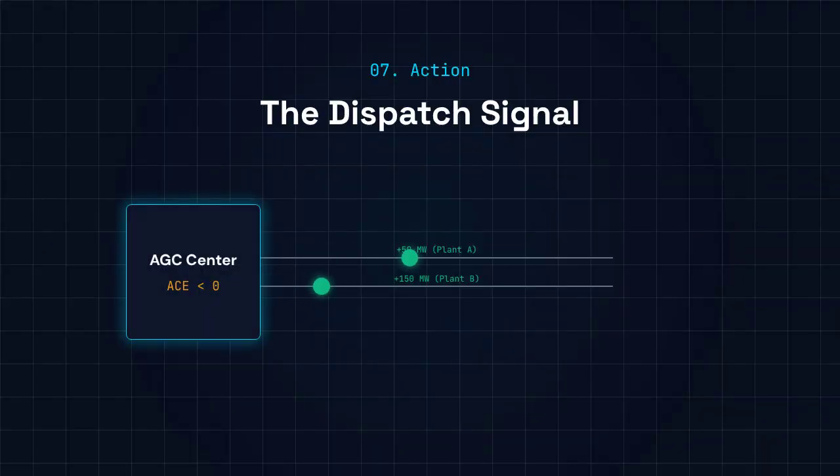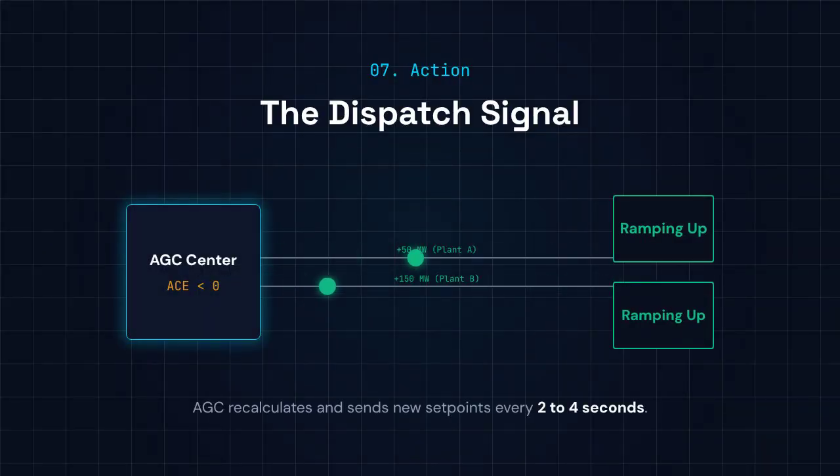Based on the area control error calculation, AGC dispatches regulation signals to participating power plants. These signals tell each generator, ramp up by this many megawatts, or ramp down. The signals arrive every few seconds, continuously nudging generators to close the ACE towards zero.